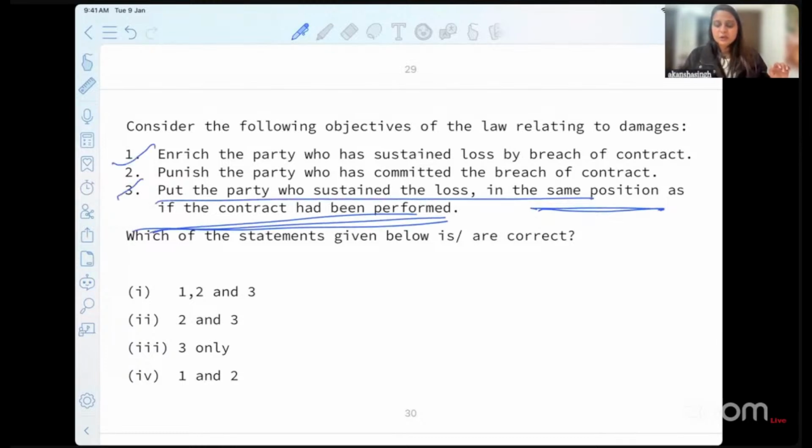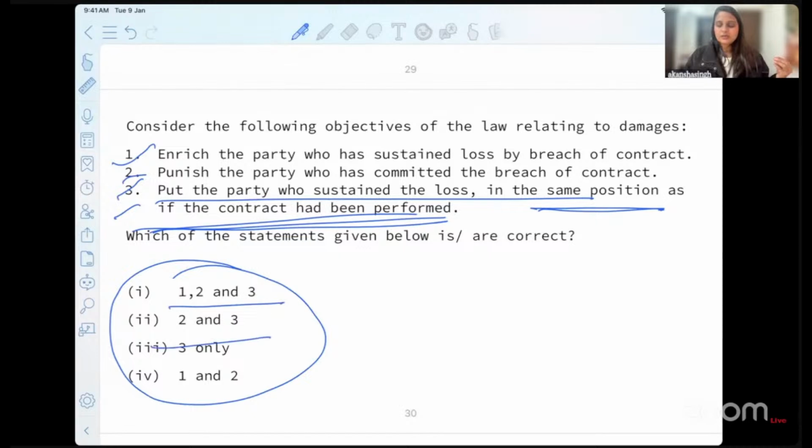So you have three options. Out of it, you have to pick the best combination, whether it will be all three, 2 and 3, 3 only, 1 and 2. So drop your answer in the comment box and let me know what you think will be the correct answer from what we have read.